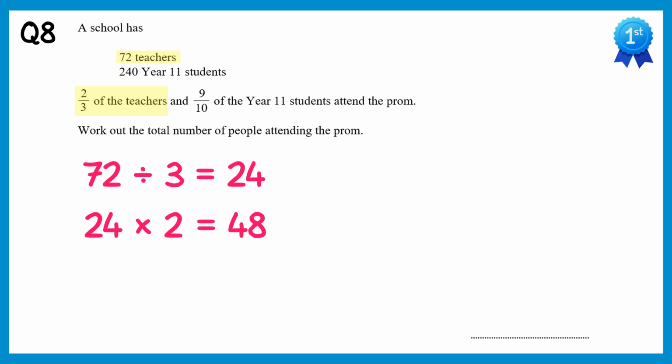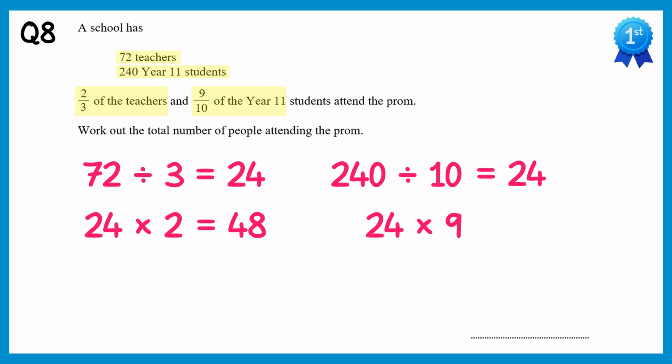But what about the students? Well, we're told there are 240 students in year 11, and we want 9/10 of those since that's how many are going to go to the prom. So we do 9/10 of 240. Let's find 1/10 first by dividing it by 10. So 240 divided by 10 is 24. And since that's 1/10 and we want 9/10, we multiply this by 9. So 24 multiplied by 9 gives you 216.